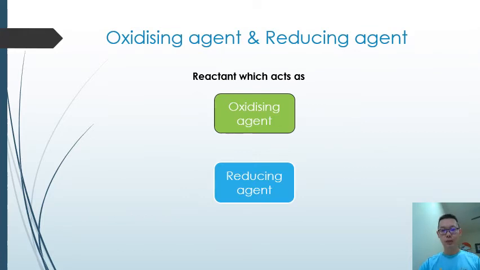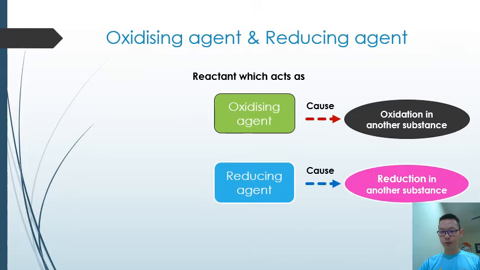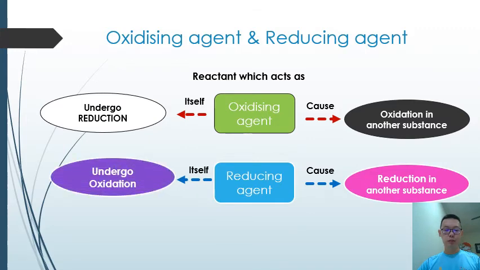Oxidizing agent and reducing agent. Oxidizing agents and reducing agents refer to the reactants used in a chemical reaction. So which reactant acts as the oxidizing agent? An oxidizing agent causes oxidation in another substance. A reducing agent causes reduction in another substance. At the same time, the oxidizing agent itself will undergo reduction, and the reducing agent will undergo oxidation.